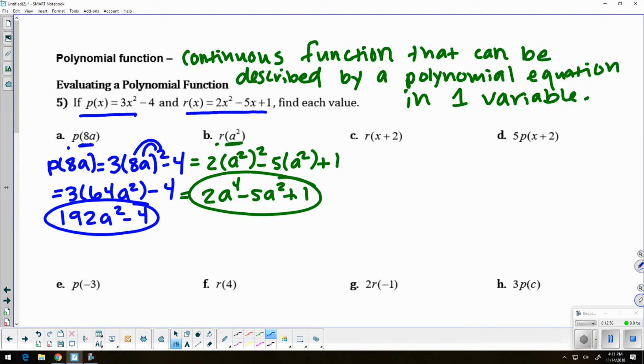So the next one, now we're plugging into r. We're plugging in x plus 2. So everywhere you see an x into r of x.